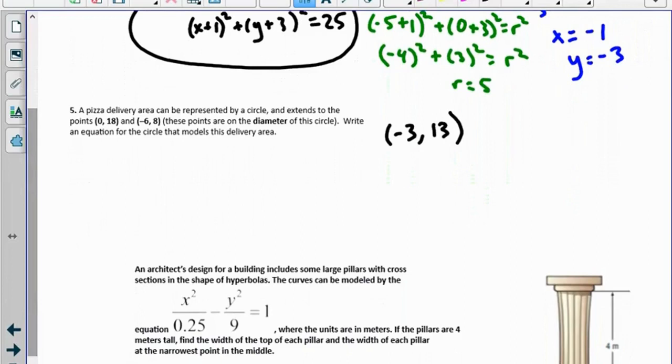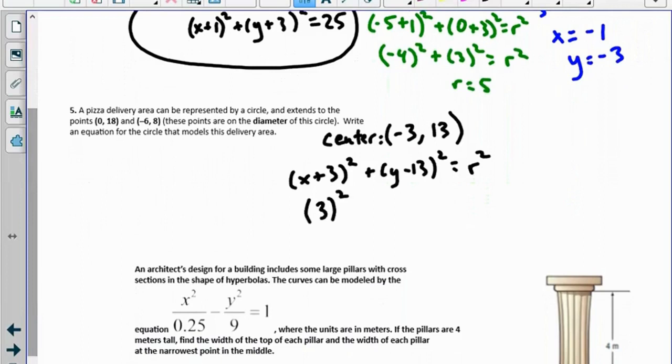What we need to do now is write the equation of the circle that models this delivery area, since we found the midpoint. And if you need to know how to find a midpoint, you add up the x values, divide by 2, add up the y values, divide by 2. We will then write the equation of this circle. And our objective is to now find what the radius squared is. So we will take one of the points and substitute it in. I'll take 0, 18 and substitute it in.